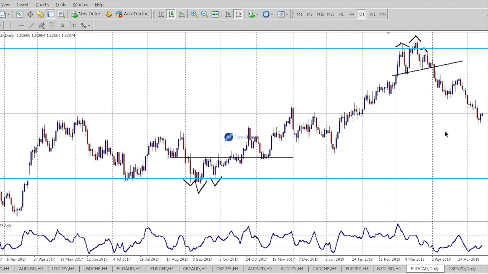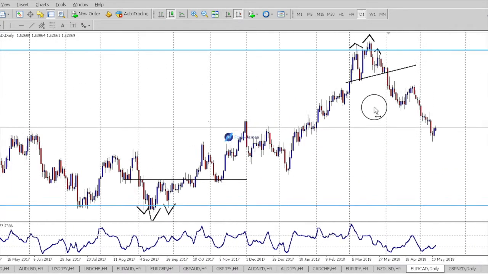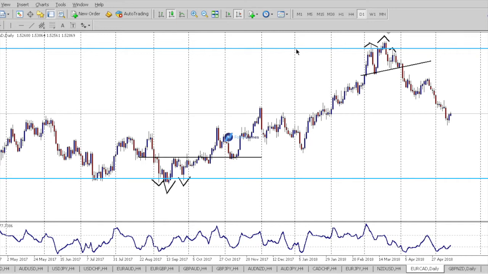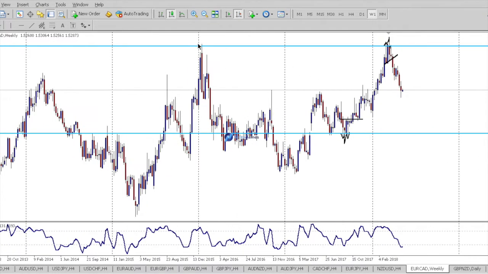Okay, so we have the EuroCAD daily chart here. These horizontal blue lines are just support and resistance lines. You can see them more clearly on the weekly. So we're at an extreme here, right? And this is a line that's been tested before, and it coincides with many other turning points.